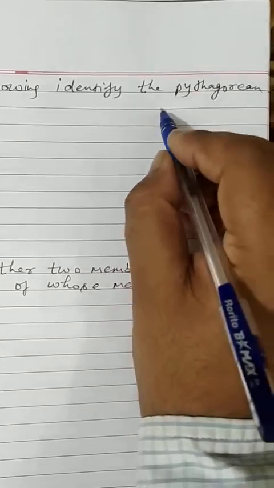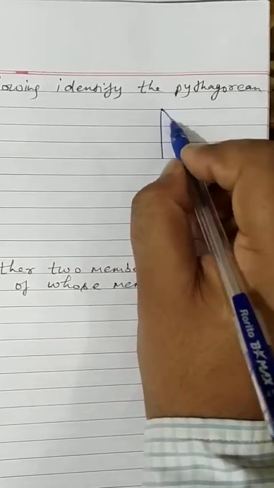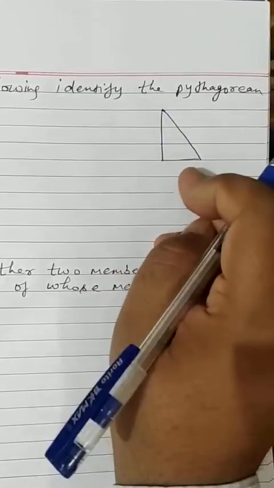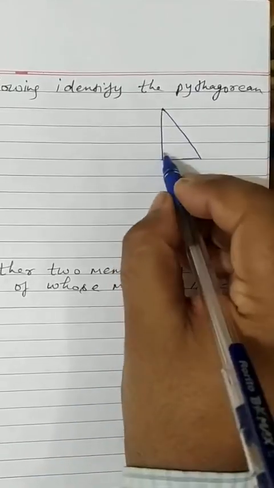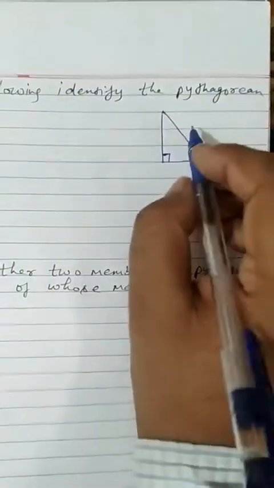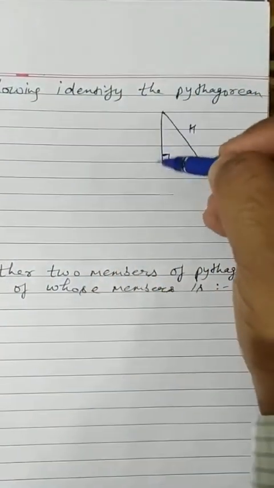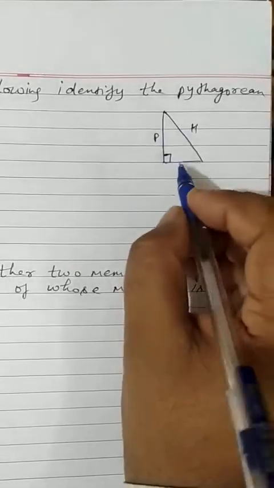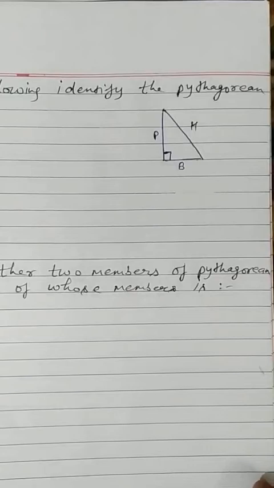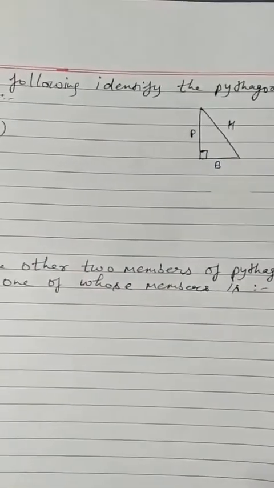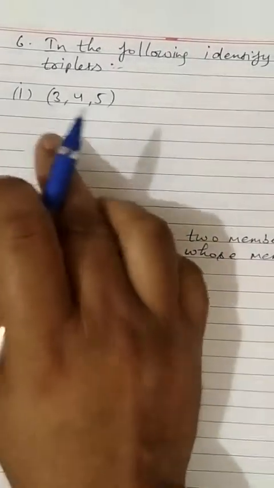You know that the Pythagoras theorem works on a right angled triangle. This is the hypotenuse. This is the perpendicular and this is the base. To identify, we have to use the Pythagoras theorem here using these three numbers.